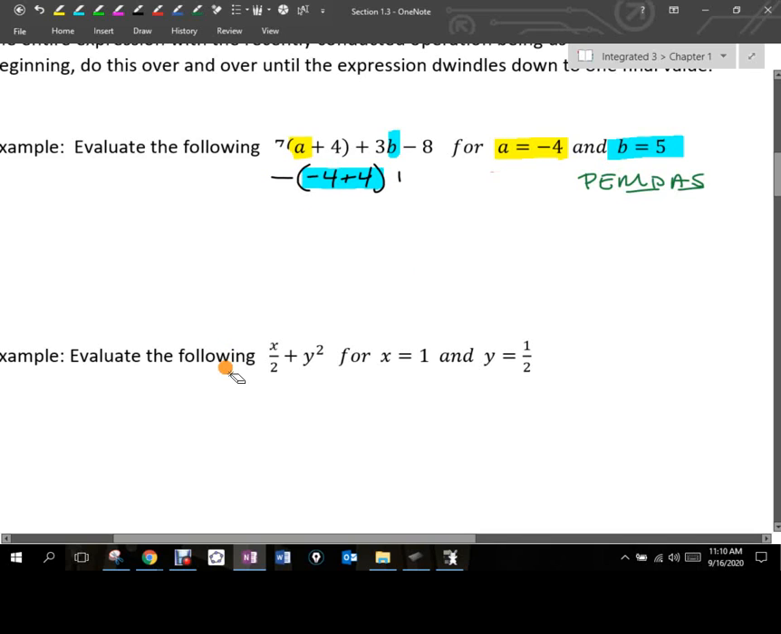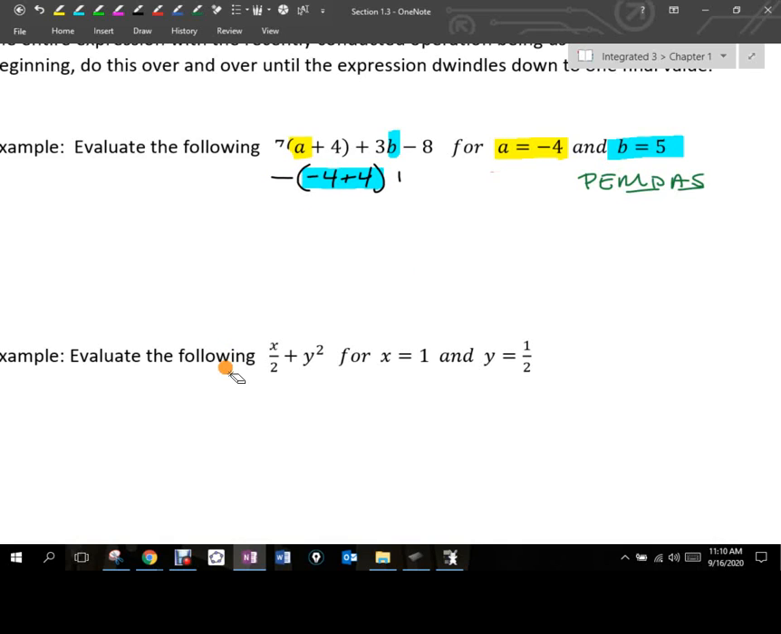And now I'm going to start back over at the beginning in the order of operations and go parentheses again. Are there any parentheses inside those parentheses? No. Okay? So I go to exponents. Are there any exponents? No. Multiplication, division together, left to right. Is there any multiplication or division in there? No. Add, subtract, left to right. Is there any adding in there?